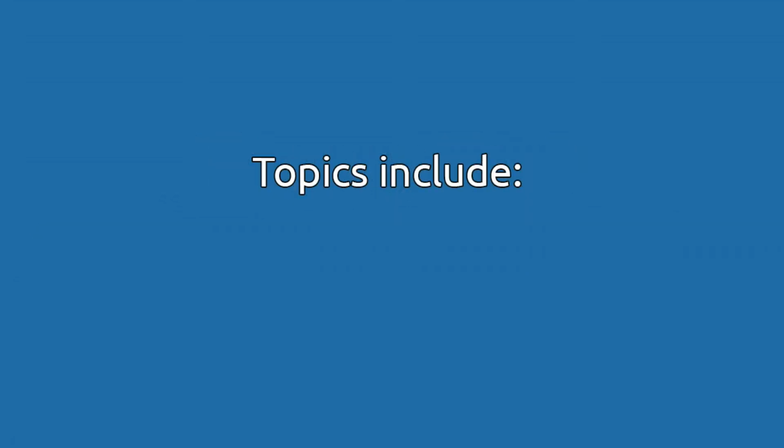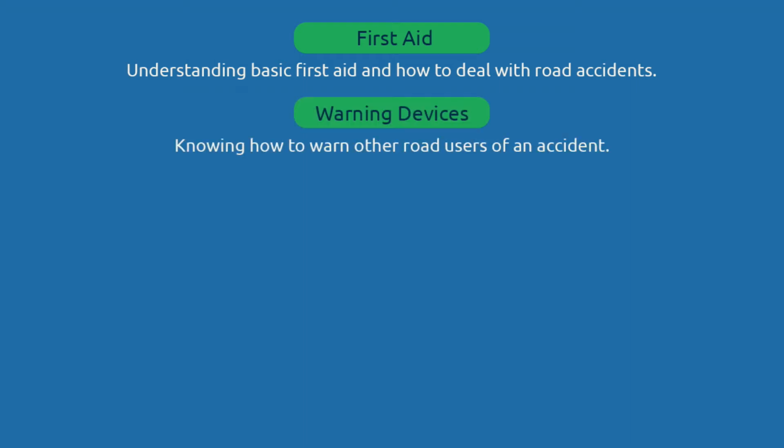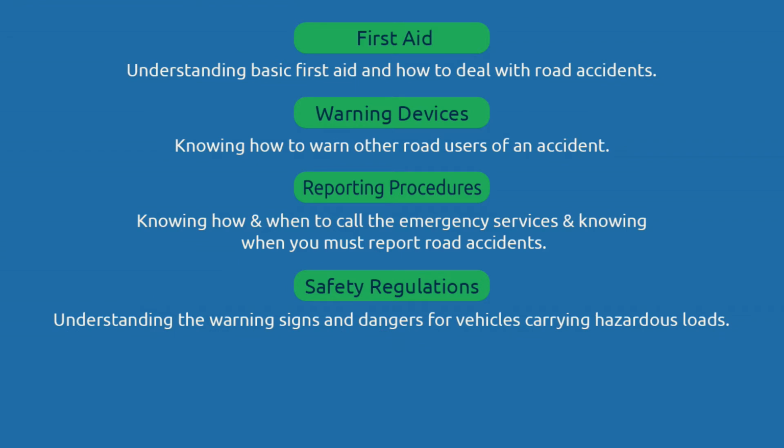Topics include first aid, understanding basic first aid and how to deal with road accidents; warning devices, knowing how to warn other road users of an accident; reporting procedures, knowing how and when to call the emergency services and knowing when you must report road accidents; safety regulations, understanding the warning signs and dangers for vehicles carrying hazardous loads.